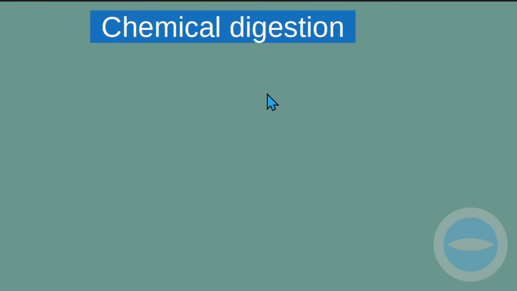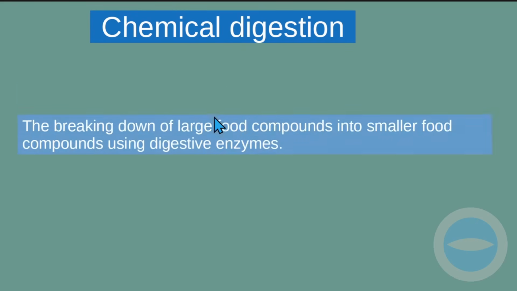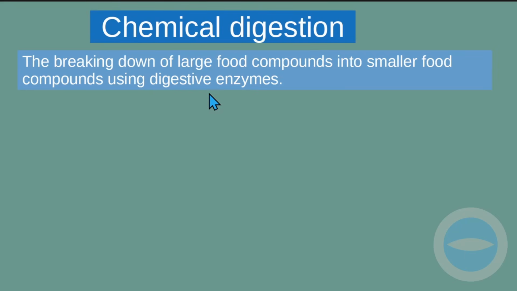And then the next thing is chemical digestion. Now we are no longer on physical or mechanical digestion. Now we are on chemical digestion. Now we use chemicals. The definition of chemical digestion is the breaking down of large food compounds into smaller food compounds using digestive enzymes. Now we are using enzymes.